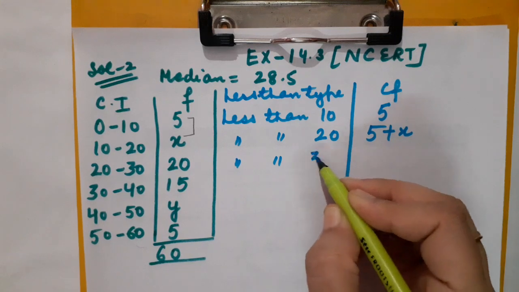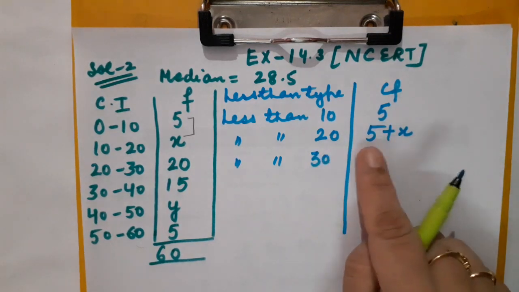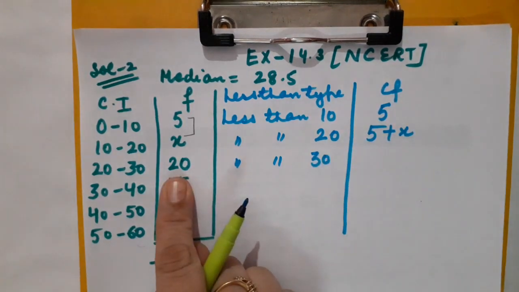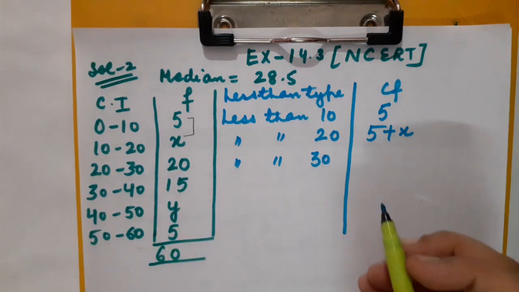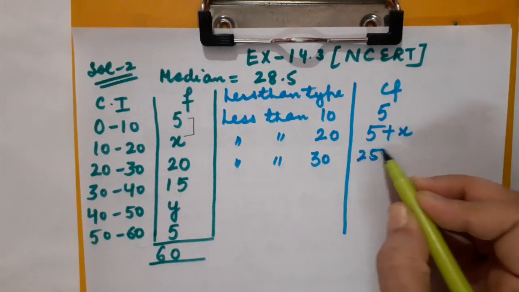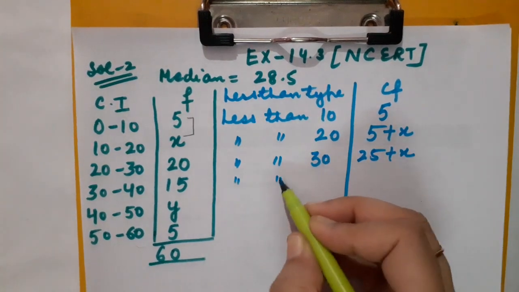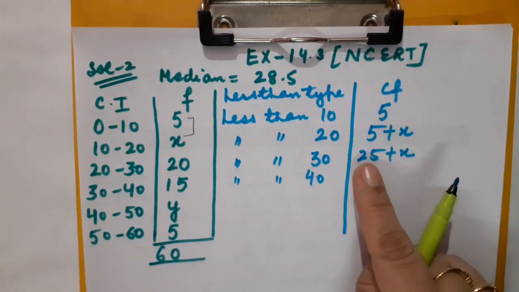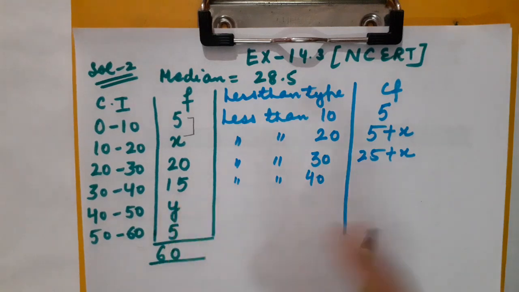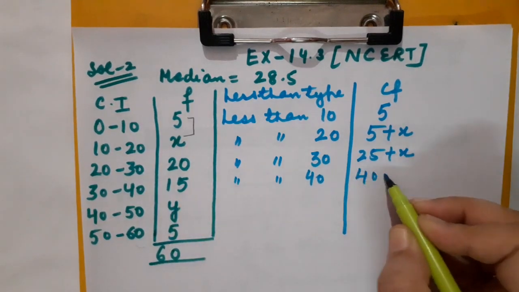This is less than 30. So you know that this is less than 20. You will be including 20 in it. So children, what you are going to get? You will be getting 25 plus X. Correct? Now less than 40. So 25 plus X plus 15. It would become 40 plus X.